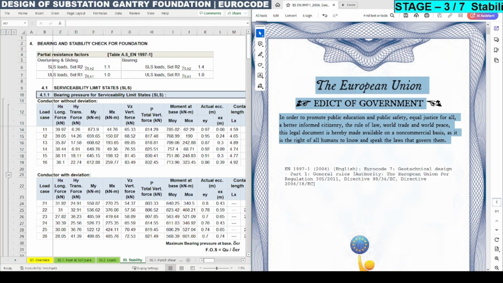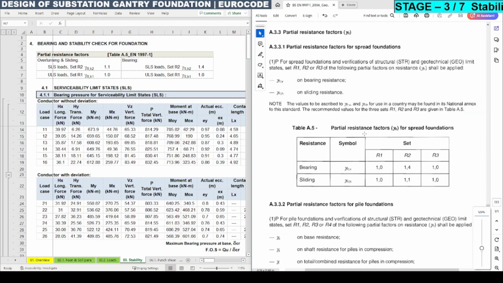The page number is 133. Here you can see table A5, which states the partial resistance factors gamma R for spread foundations. There are three sets of load cases given. In the second set, R2 is meant for SLS load combinations. For bearing it is 1.4, and for sliding you can consider the same factor for overturning also. So it is 1.1. These are the factors we had considered in the Excel calculation.